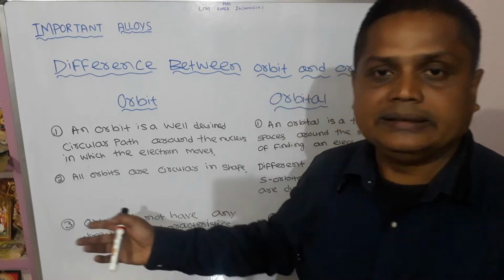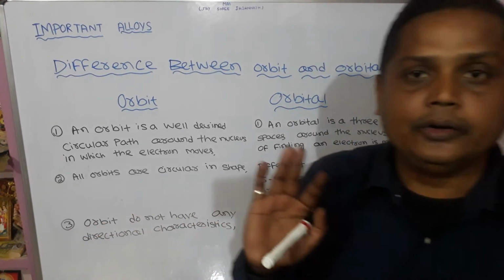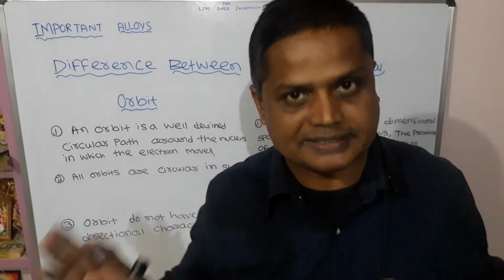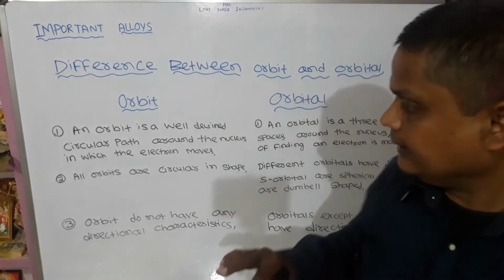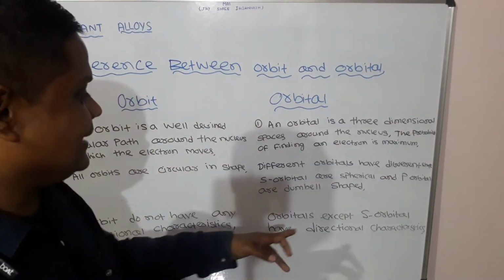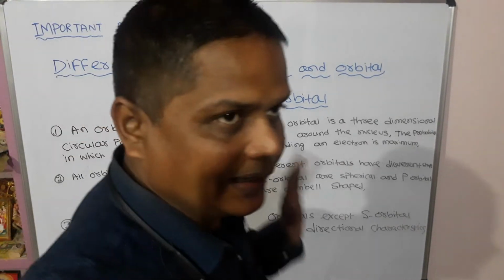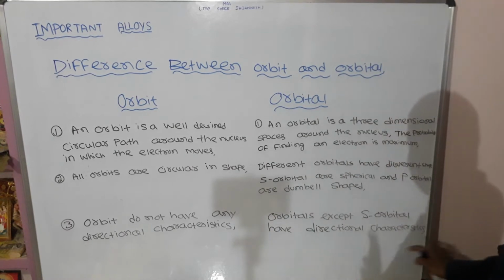Next one. Orbits do not have any directional characteristics. Then orbitals. Orbitals, except S orbitals, have directional characteristics.